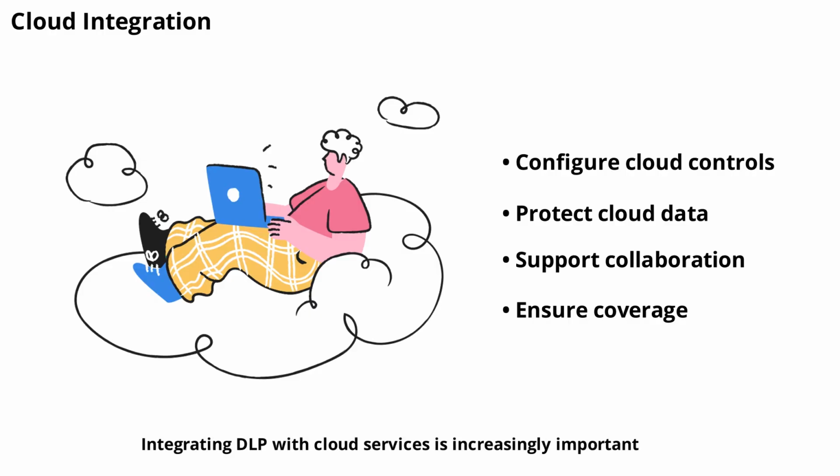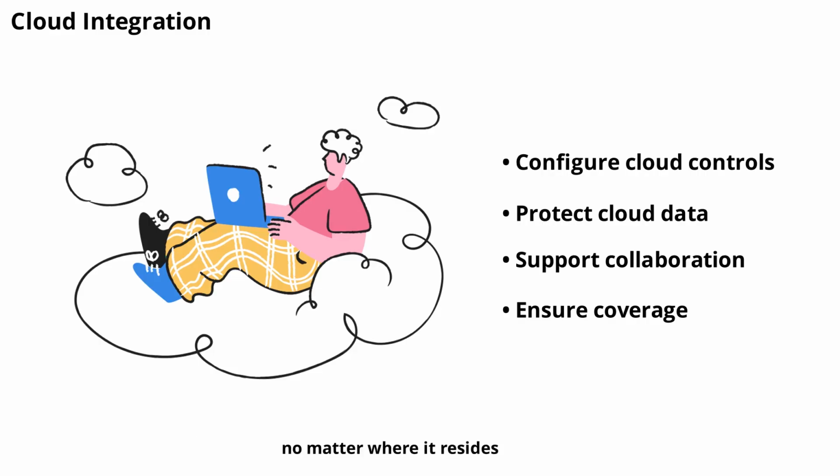Integrating DLP with cloud services is increasingly important. This phase, lasting 2 to 4 weeks, involves configuring DLP controls for cloud storage, email, and collaboration platforms. Cloud integration ensures your data is protected, no matter where it resides.